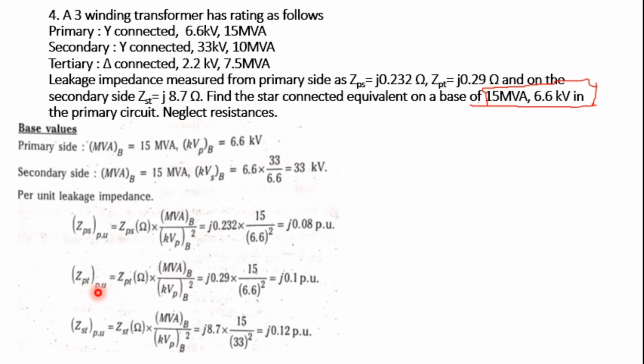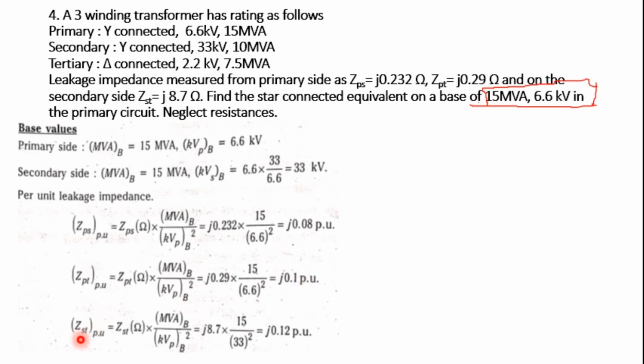The primary to tertiary in per unit value is equal to ZPT in ohm into MVA base divided by kVp base square. Why is it kVp base square? We are calculating these values based on the primary side, not on the tertiary. So MVA base divided by kVp base square: you will get 15 divided by the base voltage on the primary side, 6.6 kV. You will get 0.1 per unit.